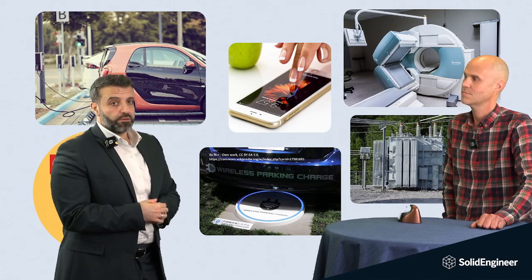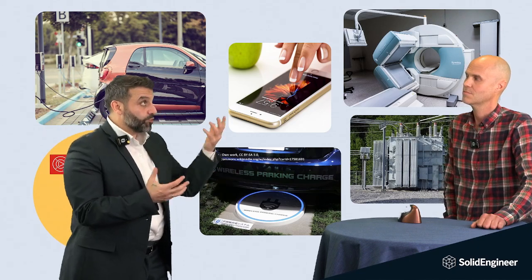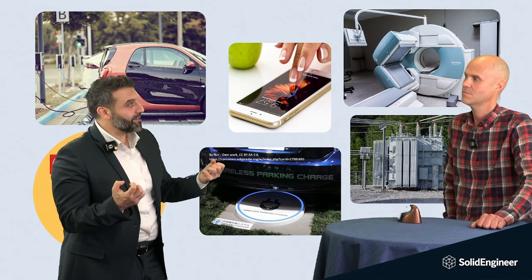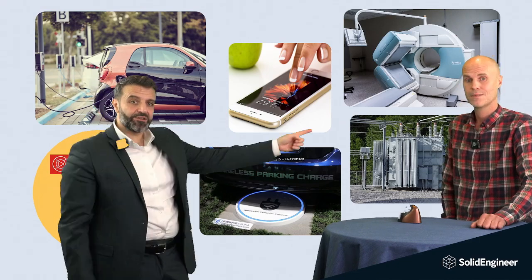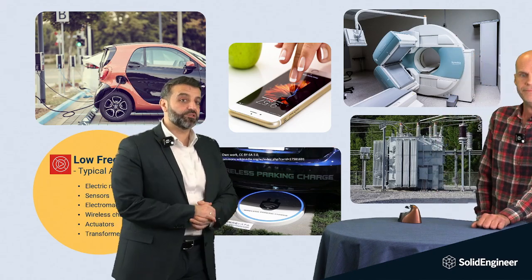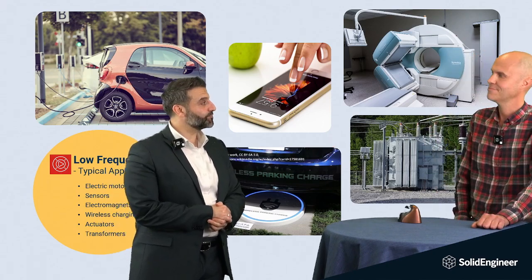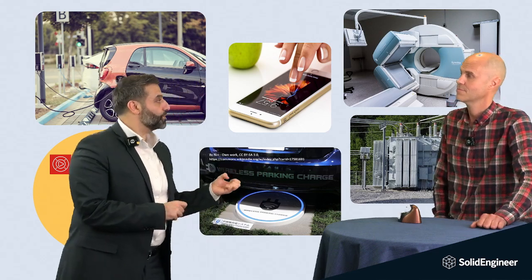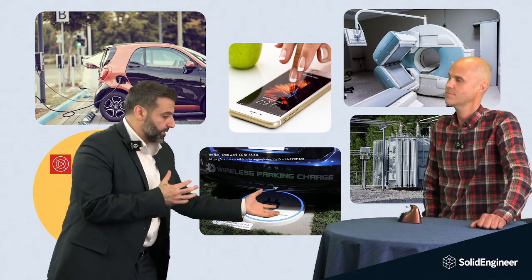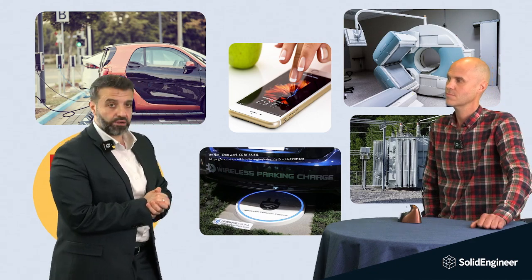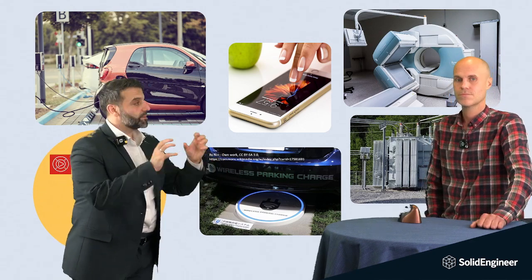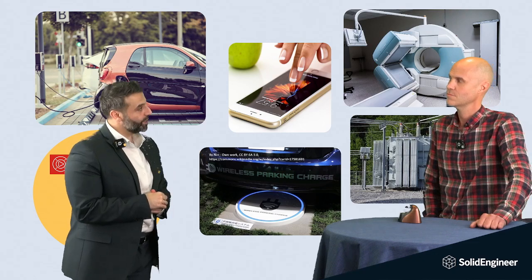And of course, the electricity that you have at home is low frequency as well. This is why, for example, on the screen behind you there is a transformer. A transformer is used to take a voltage and increase or decrease it, depending on the appliances you have at home. All of those applications are part of low frequency, so we can also cover that.